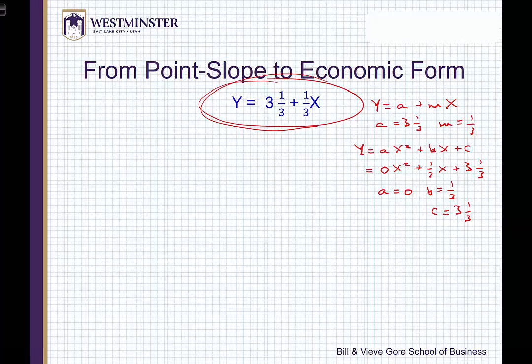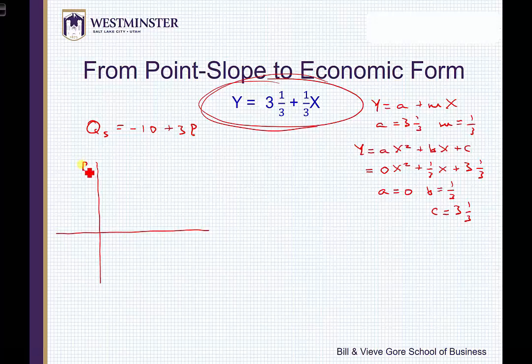We very often see an economic form is going to be something like quantity supplied is equal to, say, -10 plus 3p, such that we've got our Cartesian coordinate structured in price and quantity. So we have a p variable that is our y and a q variable that is our x. So what we've really done here is we've created this economic form.